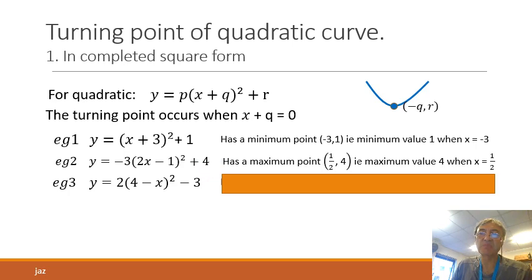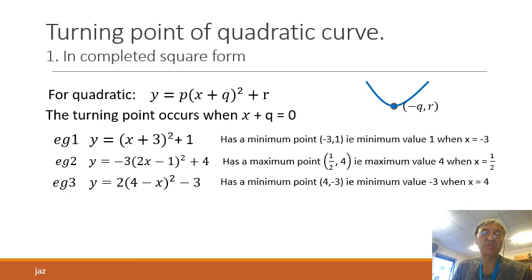In this case, we get a maximum value because it's N-shaped. So it's a frowning curve, so it reaches a peak. And so the coordinates of that peak are 1/2, 4. So the maximum value is 4 and occurs when x is a half. If we take another example, y equals 2 times (x minus 4) squared minus 3. Again, we see that the turning point occurs when the bracket is 0, so when x is 4, and the minimum in this case is minus 3. So do check through that you understand how that works.